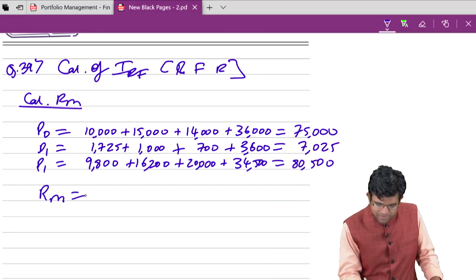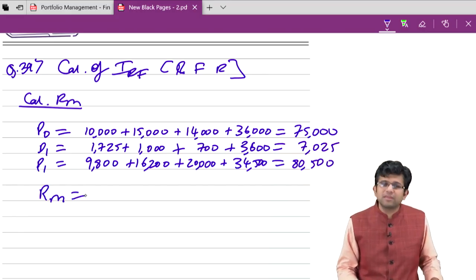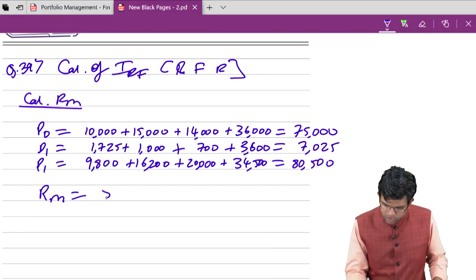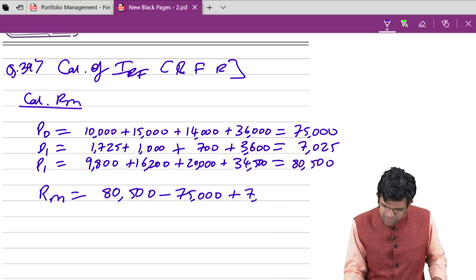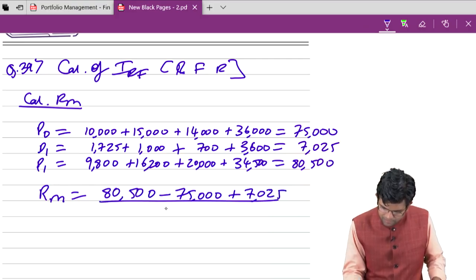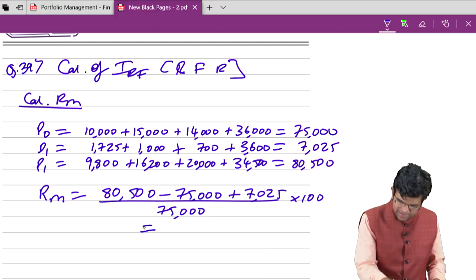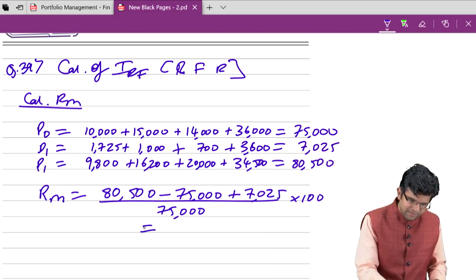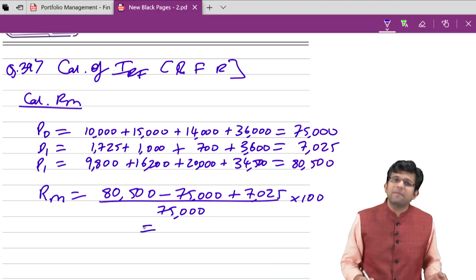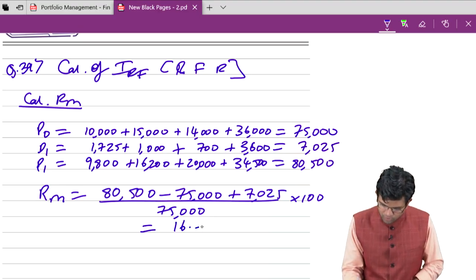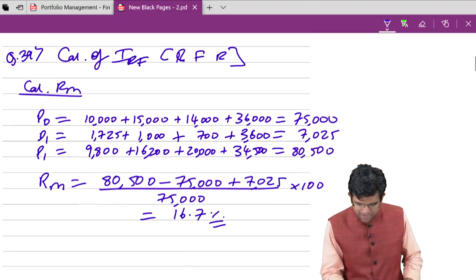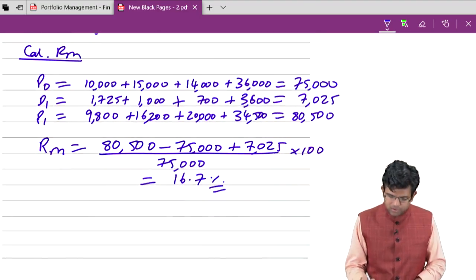Students, let us now calculate RM. Can I say my RM will be P1 minus P0 plus D1, the whole upon P0, into 100. So it is 80,500 minus 75,000 plus 7025, the whole divided by 75,000, into 100. If I take my calci, I get my RM as 16.7%. Students, now we got RM.